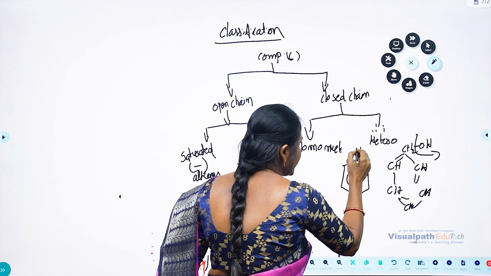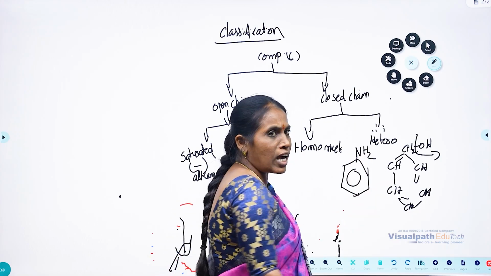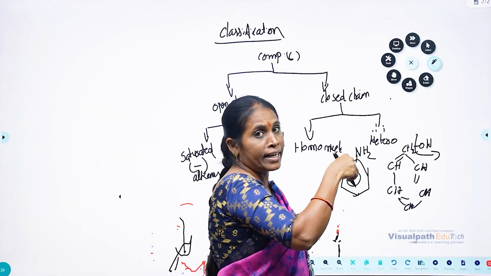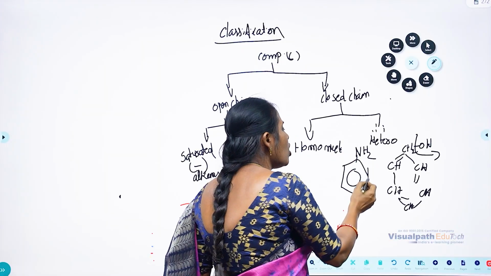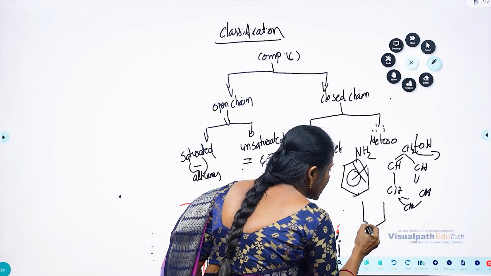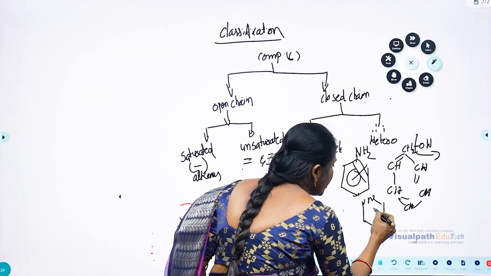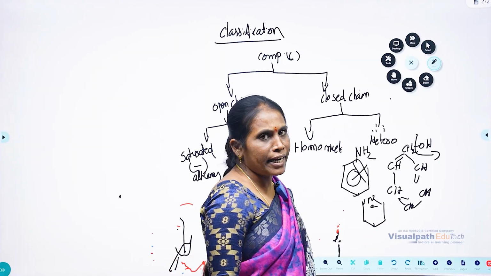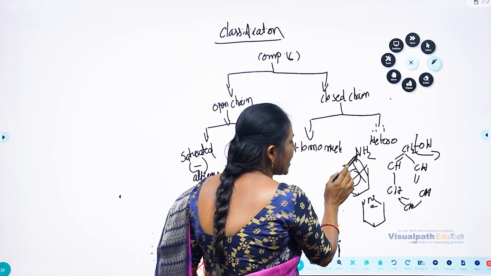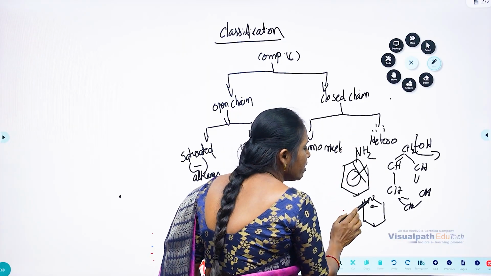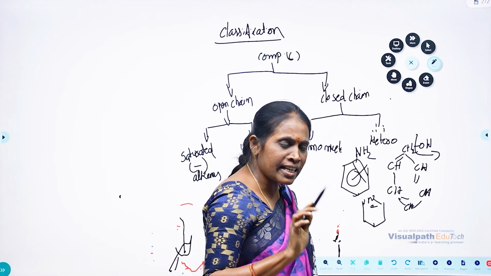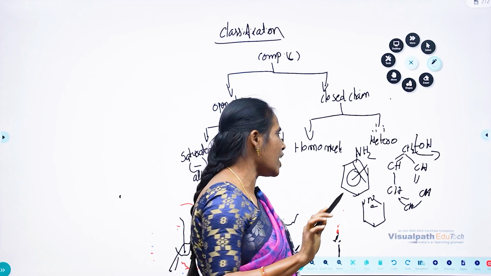Here also it is with nitrogen. Nitrogen is also another element, but here it is not inside the ring. It is outside the ring, so it is not considered a heterocyclic molecule. Otherwise, if that nitrogen is present in the ring, then it is considered a heterocyclic molecule. Once you observe these two differences, here this nitrogen is outside the ring and here this nitrogen is inside the ring. So inside the ring is considered hetero, otherwise it is considered homo.